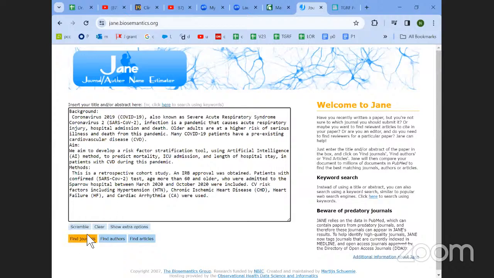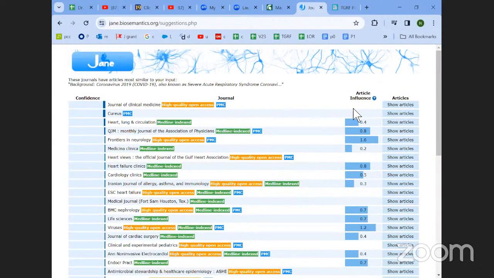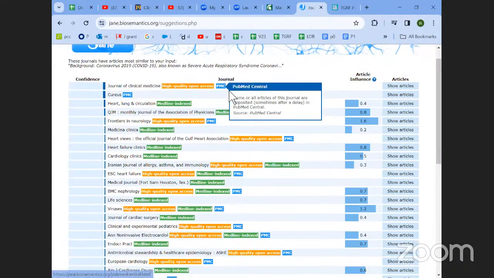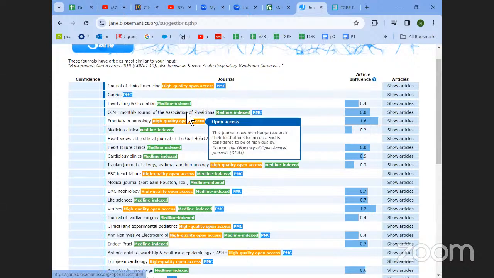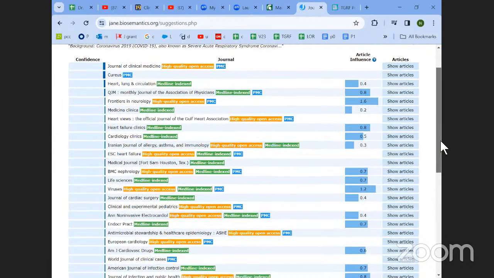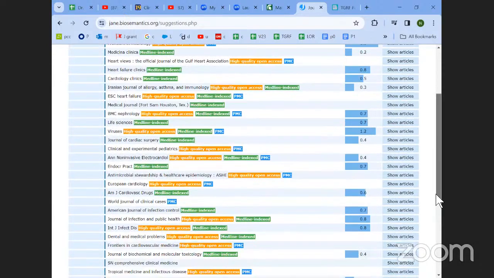So let's say Dr. Nadir is trying to find a journal for a specific abstract. They will give you different journals, with names and impact factors. There you go. The column in the middle will show the article influence or impact factor. Whether they are PMC indexed or not will be highlighted in blue. And the quality of the journal or the acceptance rate will also be highlighted in different forms. So depending on this, you will take a calculated risk about the chances of your abstract being accepted or not.